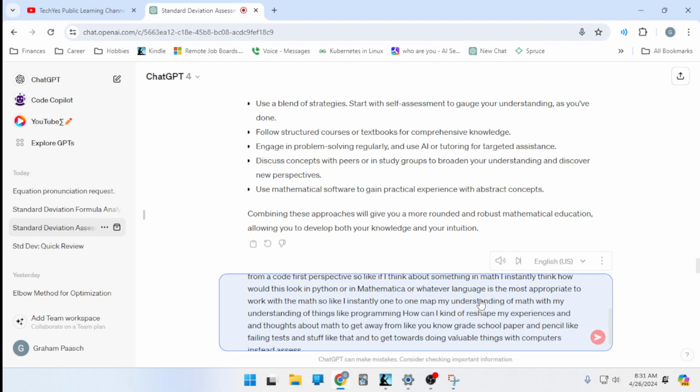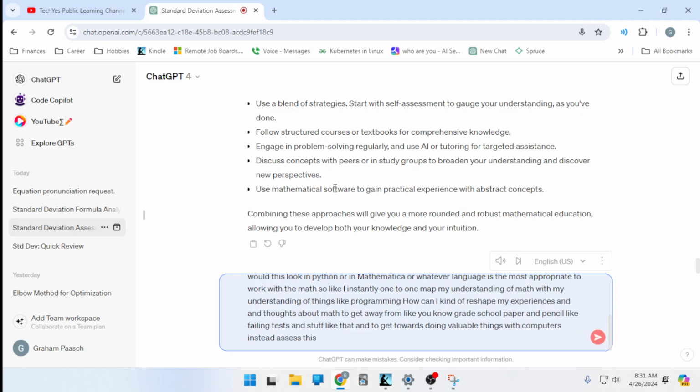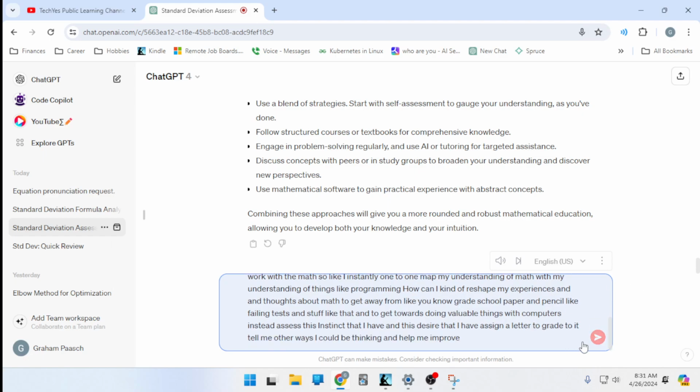Assess this instinct that I have and this desire that I have, assign a letter grade to it, tell me other ways I could be thinking, and help me improve as a person.